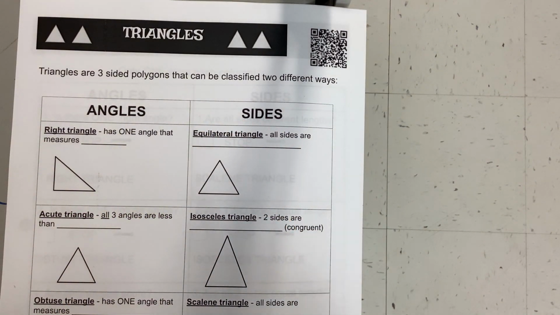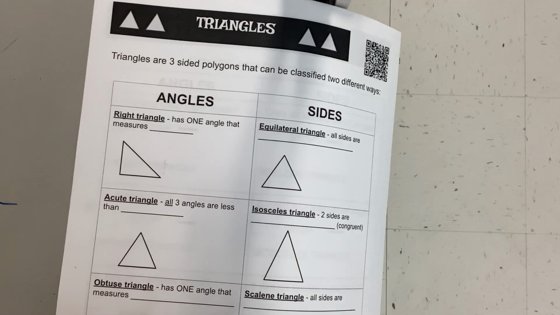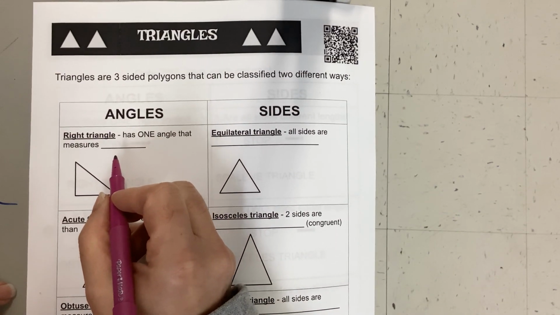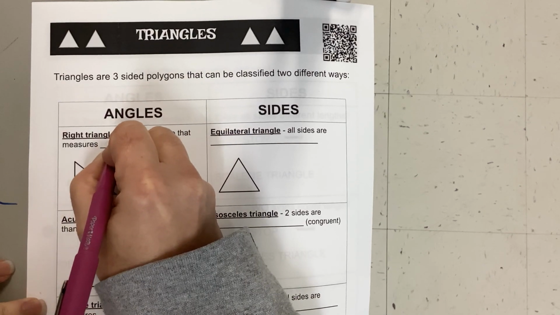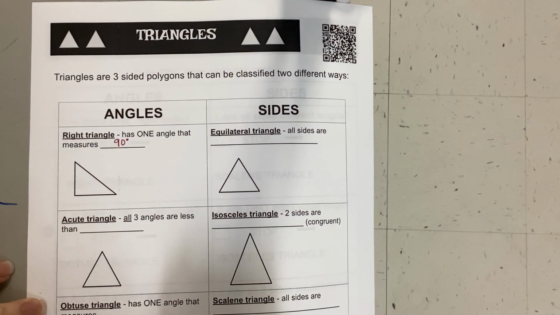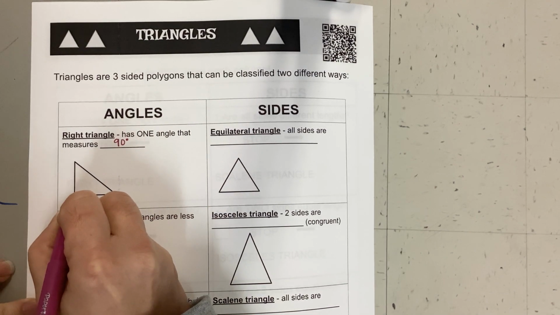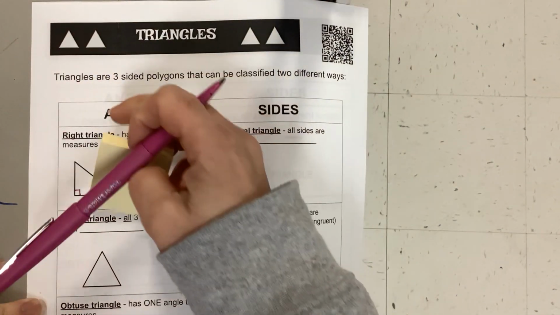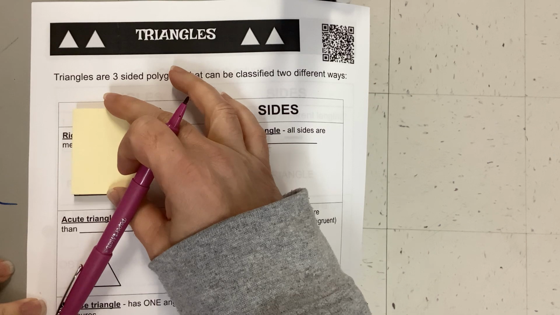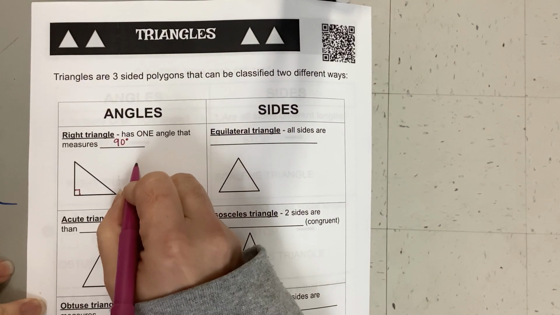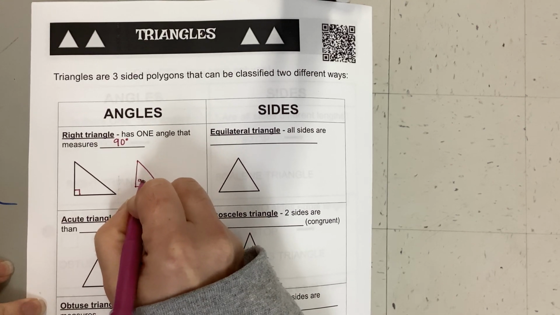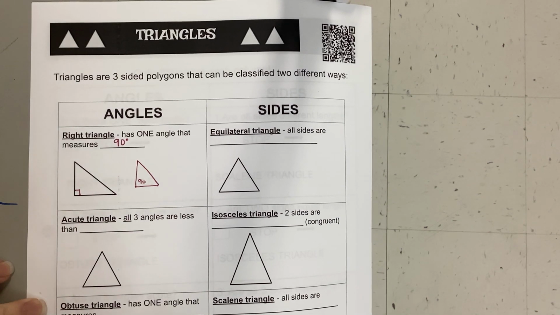So the first classification for angles we're going to start with over here, and that is a right triangle, a triangle that has only one angle that measures 90 degrees. You will usually see this indicated by the little box in the corner there. Sometimes you might just have to look at it and say, is that exactly a sharp 90-degree corner? Or it might be labeled with the number 90. Either way, if you see that there is one 90-degree angle in the triangle, it is a right triangle.